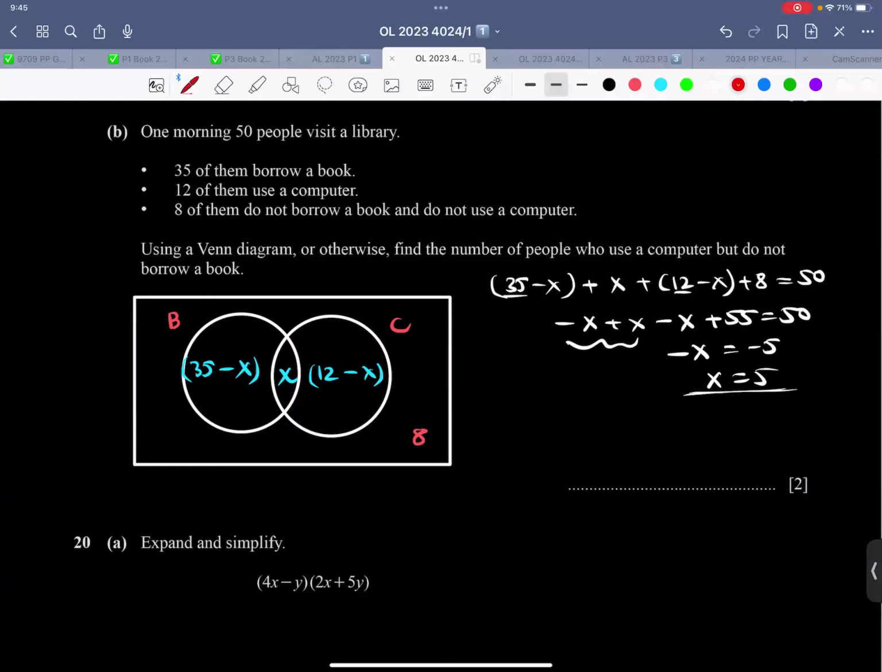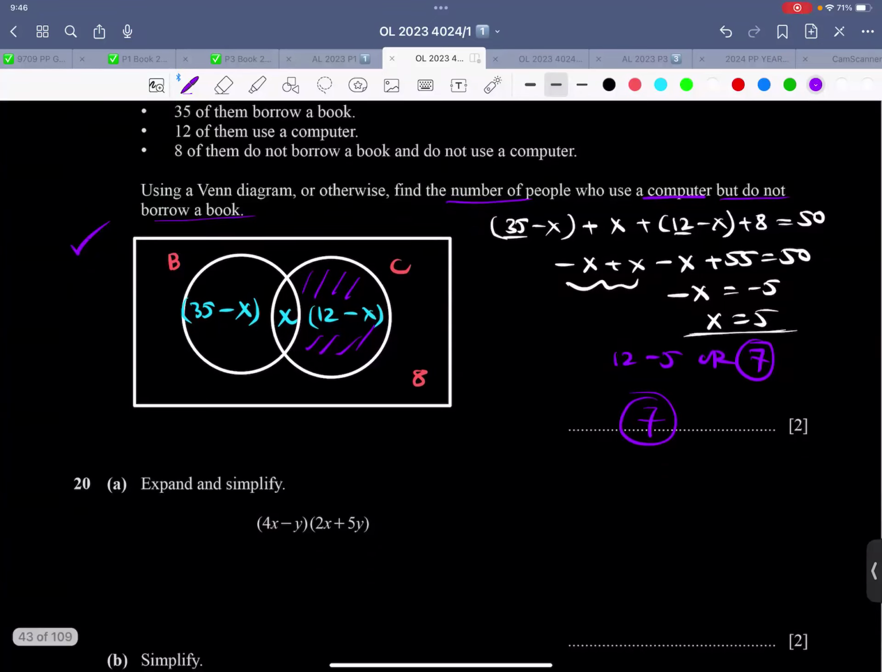But it's not asking for this. It's asking, use a Venn diagram, or otherwise it's better to use a Venn diagram, the number of people who use a computer but do not borrow a book, that is computer only. So that is 12 minus 5, which is 7. So the answer for this part is 7. These are the ones using a computer only.